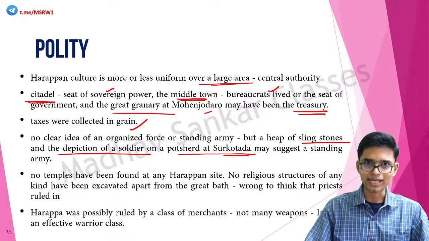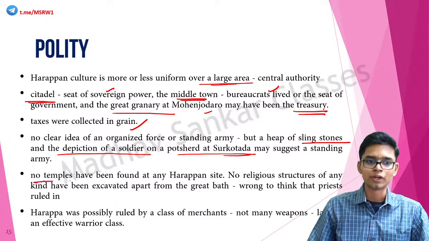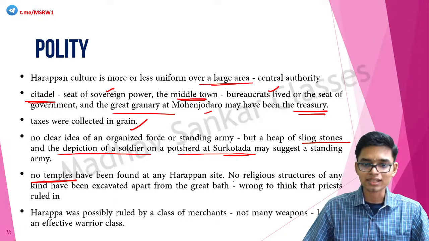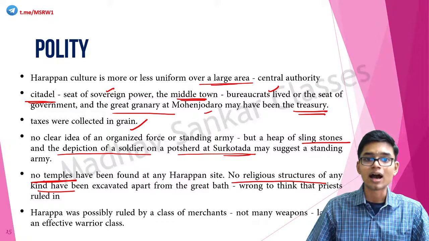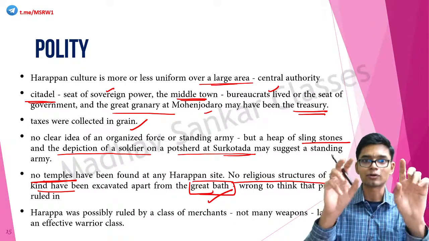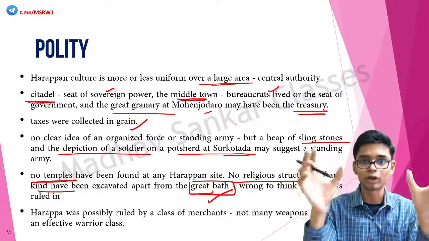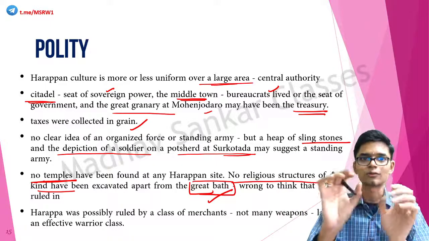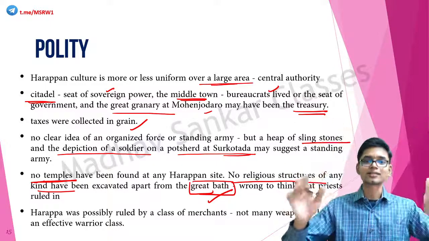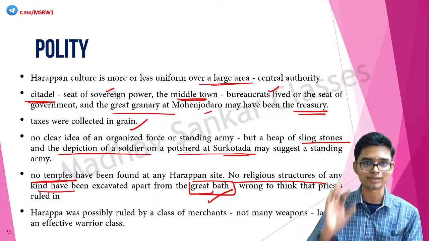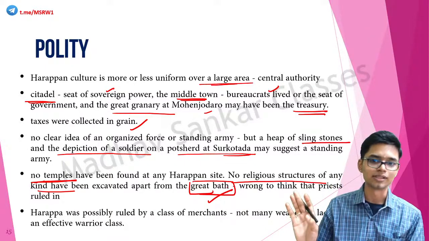As I have mentioned in the previous slides, there is no evidence of temples. No temples have been found in any Harappan site. Absolutely nothing. No religious structures of any kind have been excavated other than the Great Bath. The Great Bath is the only religious structure that we have dug out. Again, I'm talking about religious architectural structures and monuments. We have evidence like amulets, seals and so on, but those are small articles. As far as major architectural structures go, the Great Bath is the only structure connected with any kind of religious practices. Absolutely no temples.